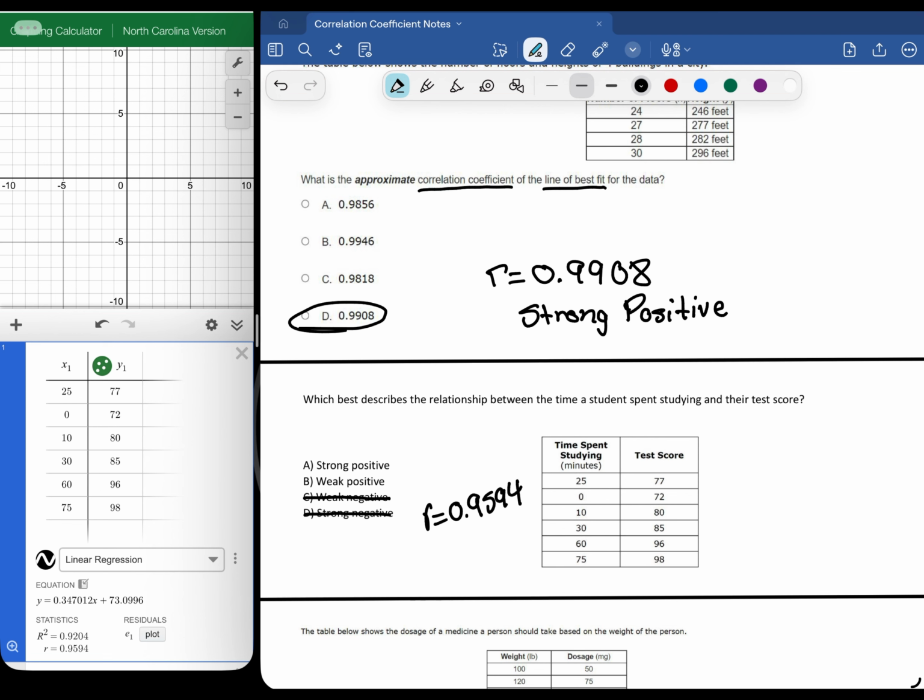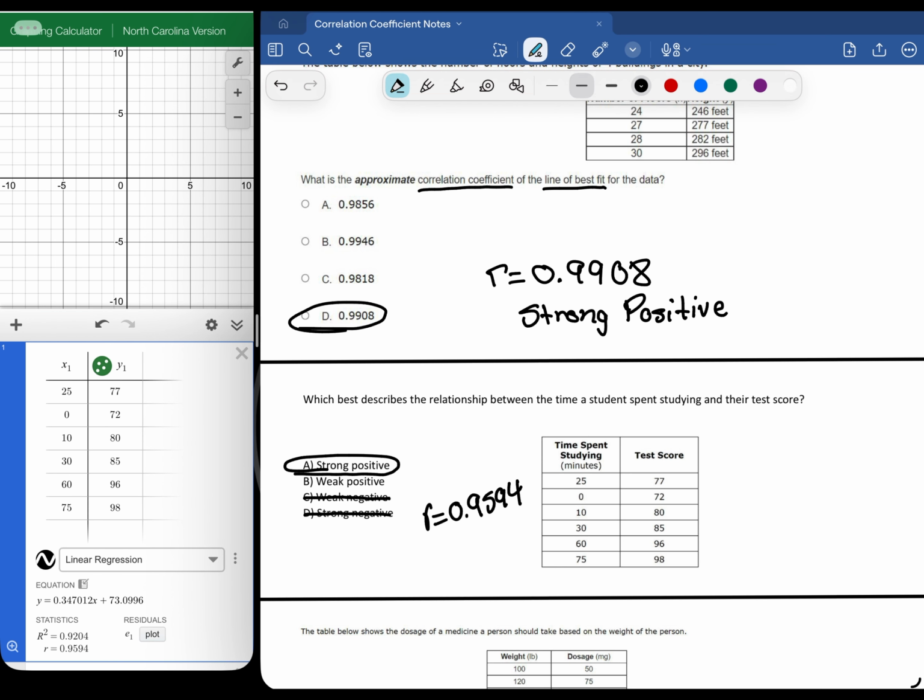So is it strong or is it weak? Now, the closer to 1 that it is, the stronger it is. The closer to 0 it is, the weaker it is. We're looking at 0.9594. Now, if I say 0.95, if we look at it like money, it's still 95 cents. 95 cents is closer to $1 than it is to no dollar. Okay, so that means it's going to be a strong positive.